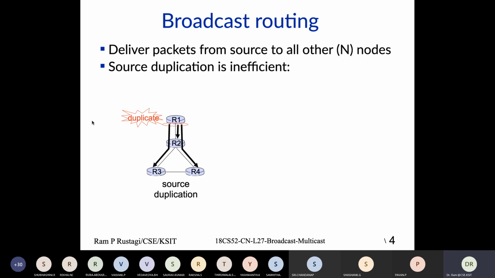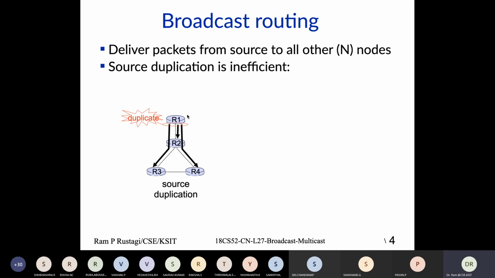Yeah. Then tell me, if you do duplication at the source level, assuming there are 100 routers in the network, that means I need to make 100 packets and send one to each. What is the issue with that? What would happen? No clue? Shaktivel?